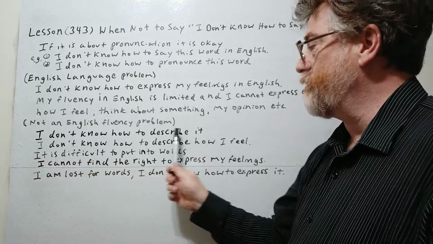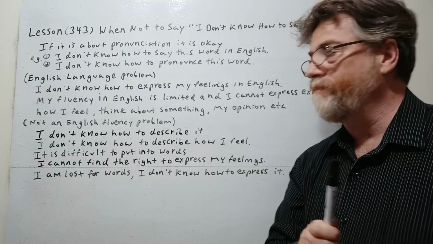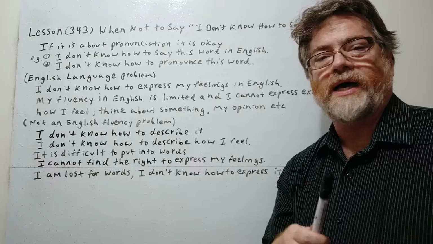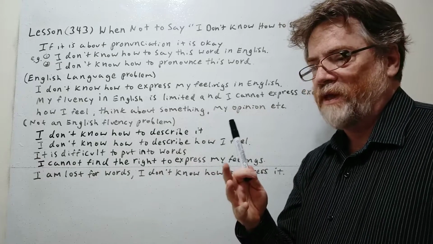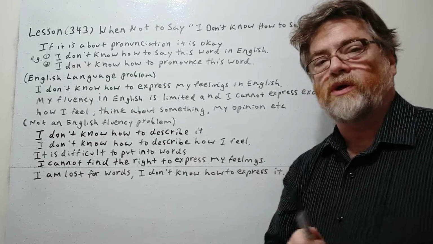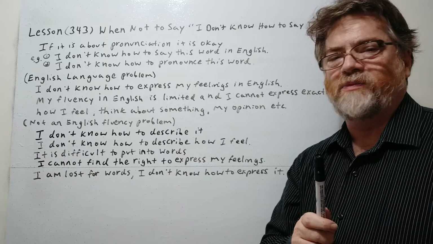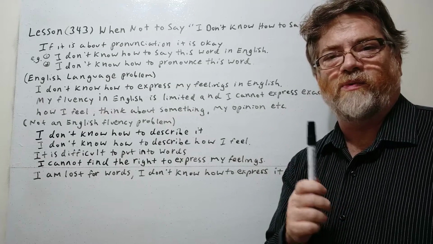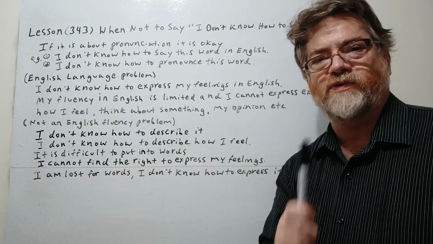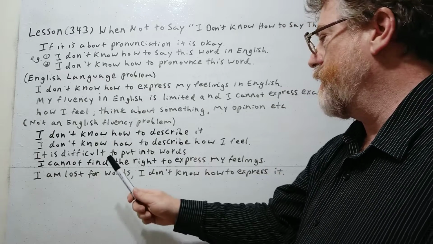So you could say, I don't know how to describe it. That could be a way, depending upon the situation. I don't know how to describe how I feel, or I don't know how to describe what the problem is. Or the next one, it is difficult to put into words. We say this in English when we come across a problem like this, whatever the issue or the topic is about, sometimes you just can't find the right words to say exactly how you feel or how you think.